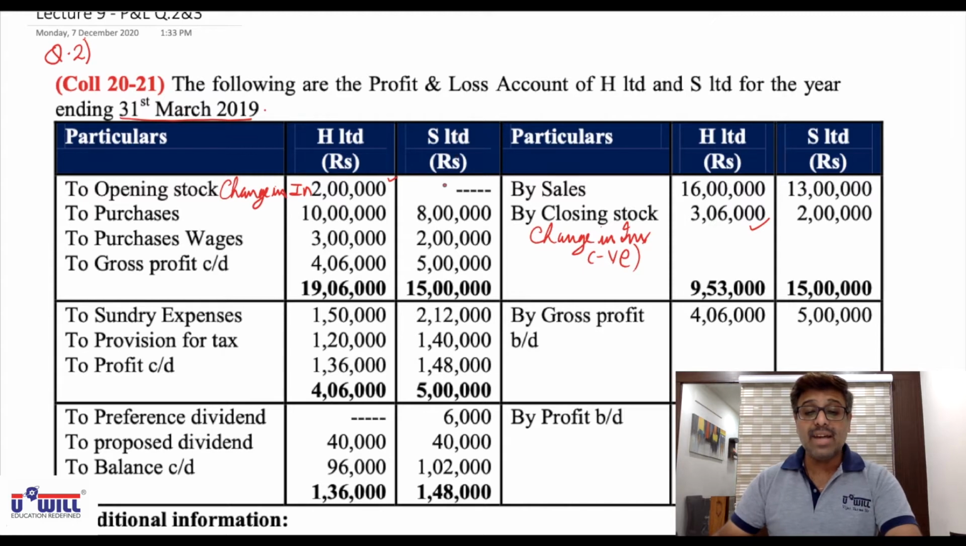S Limited does not have opening stock, only closing stock is there. So here also closing stock for both the companies is more, which means in the final P&L statement, we will be taking it as a negative figure.